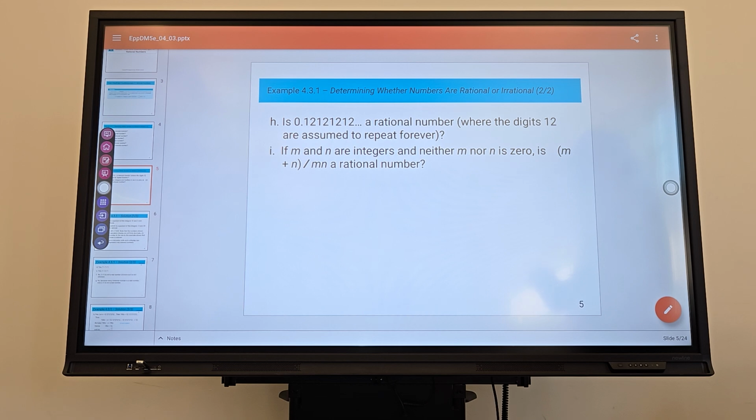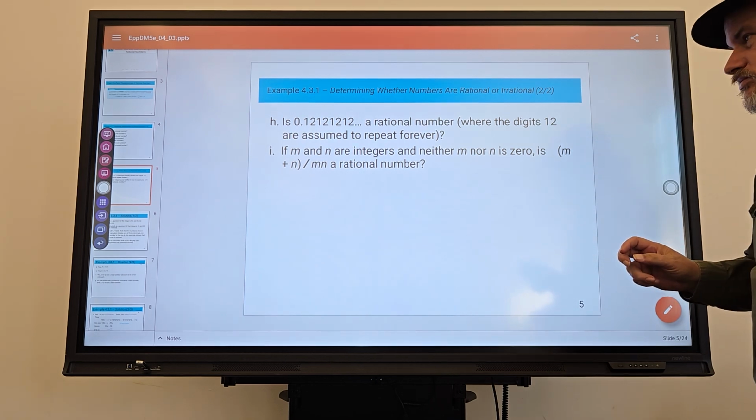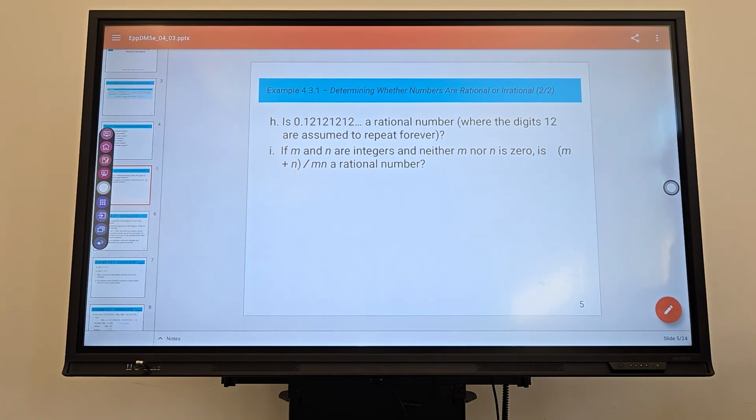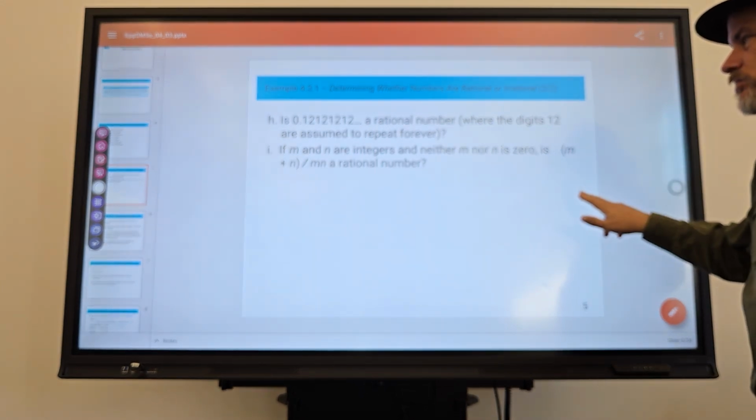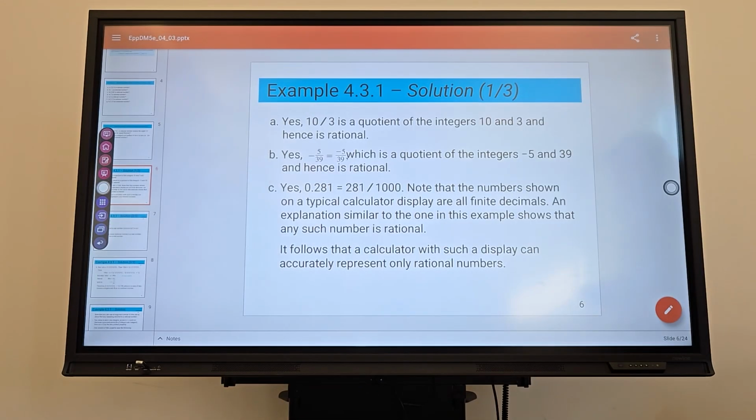If m and n are integers and neither m nor n is 0, is (m plus n) over (m times n) a rational number? Yeah, because the denominator is not 0, and the product and sum of integers are integers, so the result would be a rational number. So we went through that.